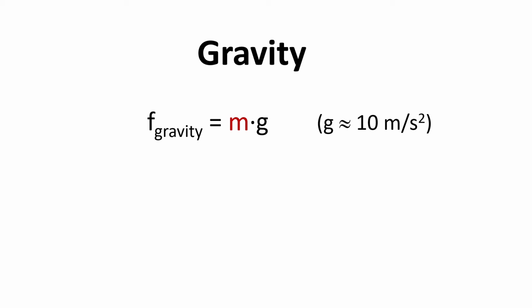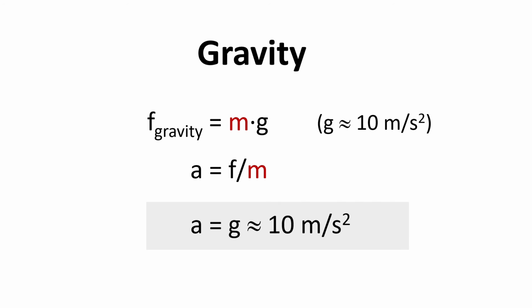For simulation, there's a very important force. It's gravity. It's the force that pulls objects towards the surface of the Earth. Gravity is equal to mass times g, where g is a constant. If we plug this force into Newton's second law, we find that all objects, independent of their mass, are accelerated by the same amount, 10 meters per second per second.